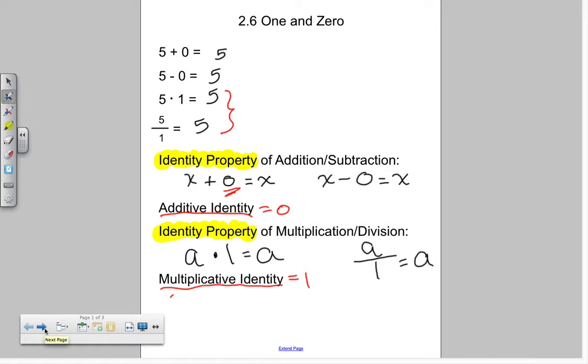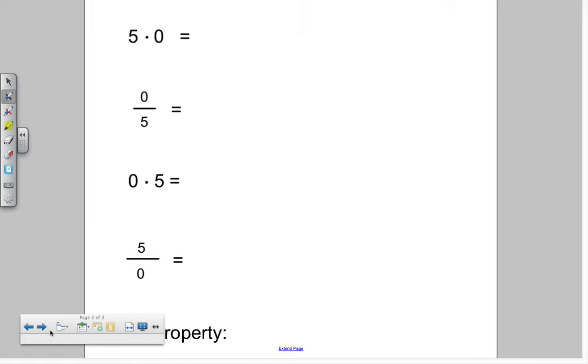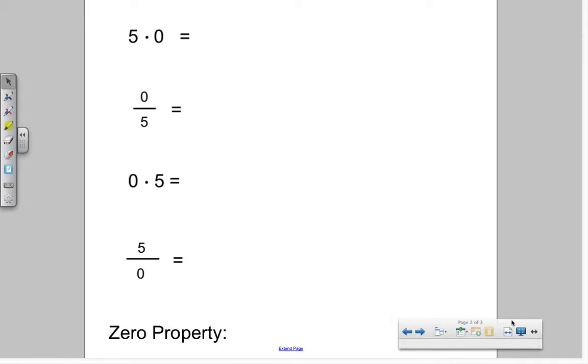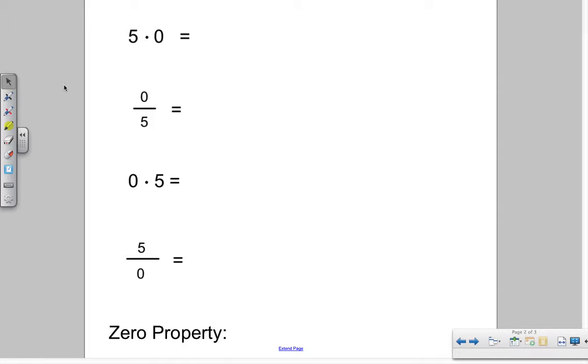Okay, now there's one other principle we need to think about. And this one's called the 0 property. Can't see it, but it's written here at the bottom. Move this out of the way. Okay, so if I have 5 times 0, I get what? Is it 5? Think. No. 5 times 0 says 5 groups of nothing. 5 groups of 0. That's 0.